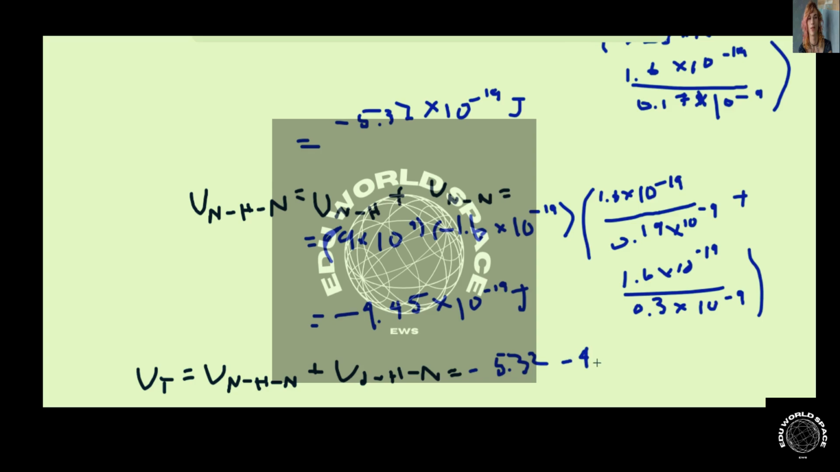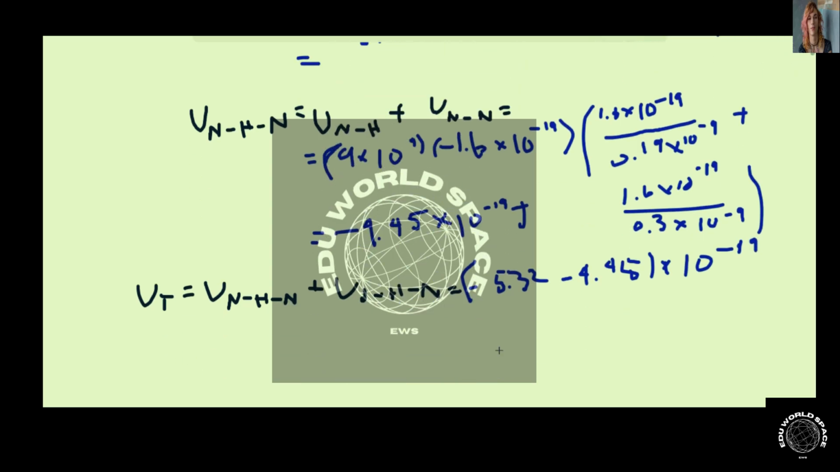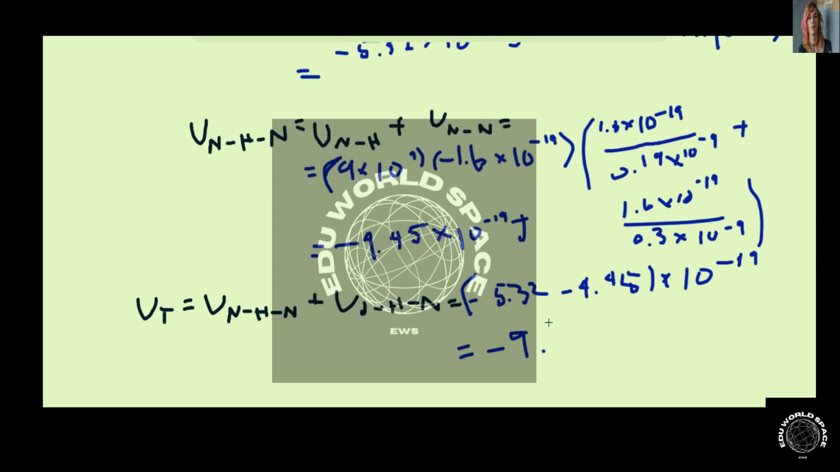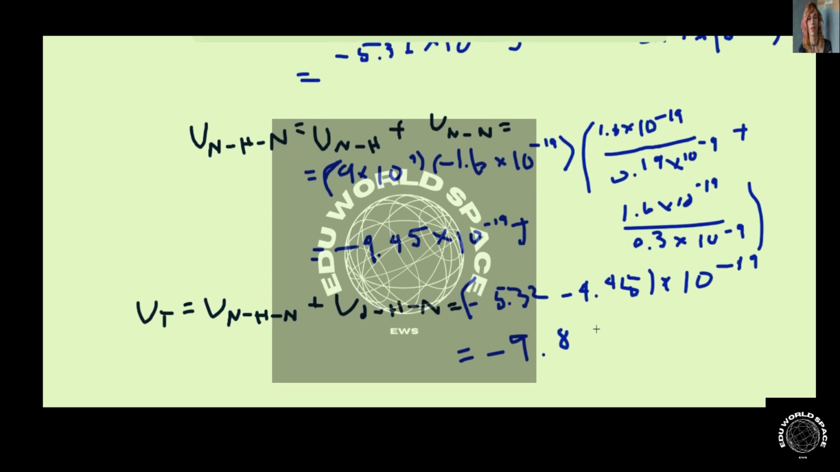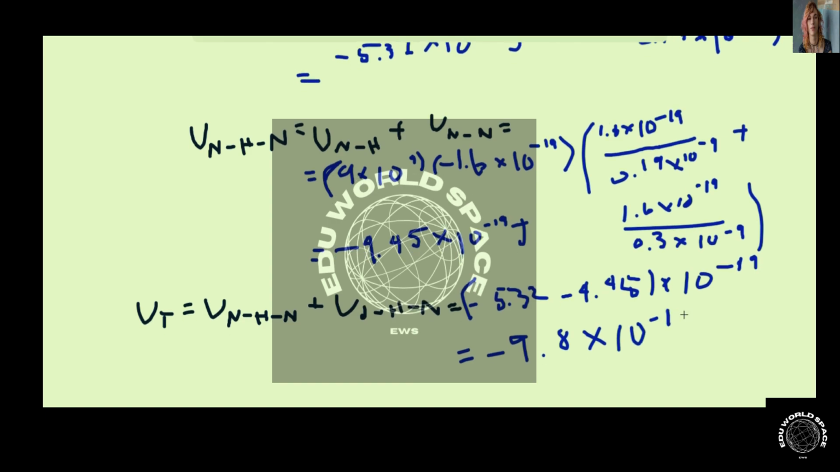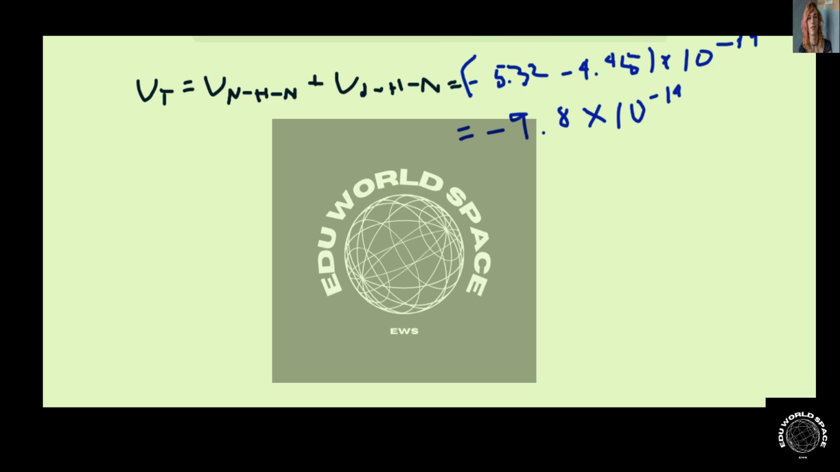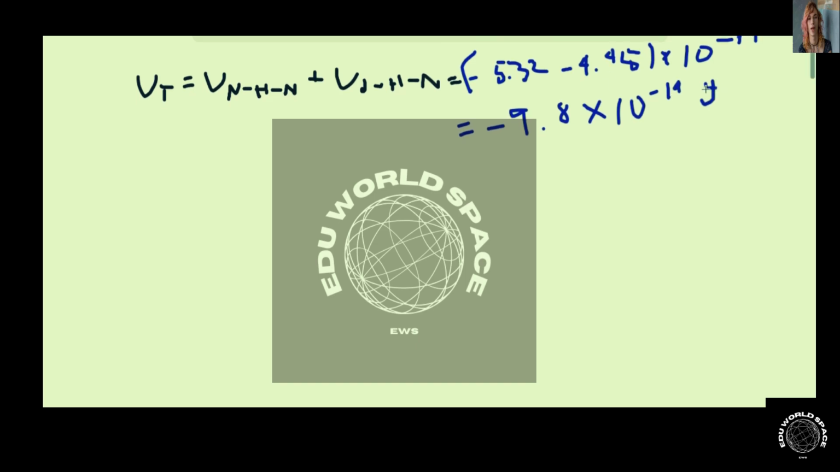We can put this in brackets and multiply the whole thing by the 10 to the negative 19, since both of them have the same base, the same exponent. So this is equal to negative 9.8 times 10 to the negative 19 joules. So now over here we have found and solved the first part of this question.